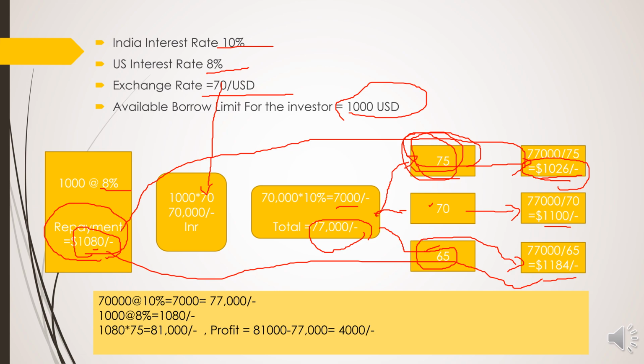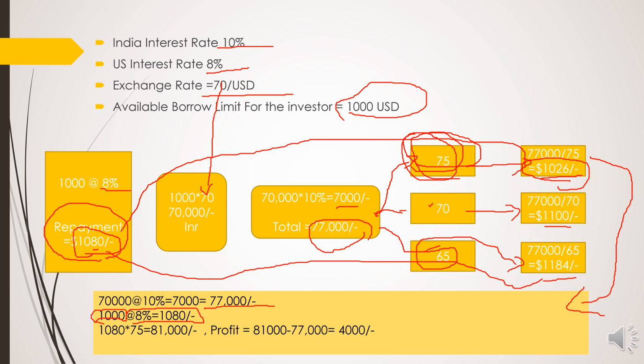Here we have to borrow in the country with the higher interest rate. Thus we incur an interest of 10%, that is 7,000. Total we have to pay back is 77,000. Now this 70,000 is converted into US dollars, and we invest the same in, say, the US market at an interest of 8%. That is, after 1 year we get $1,080.